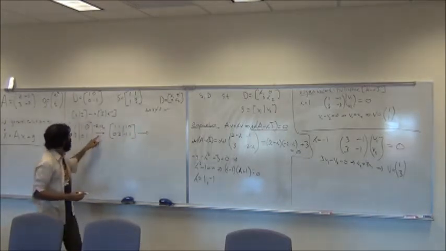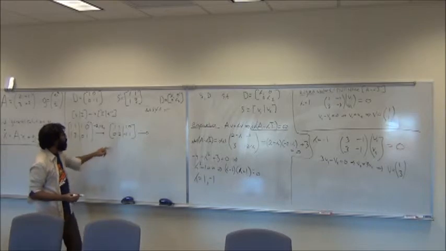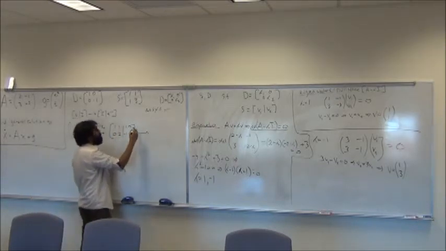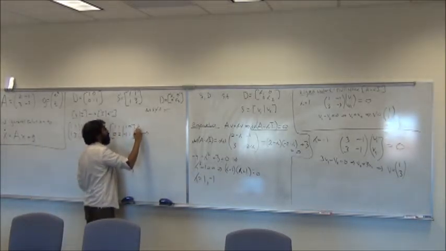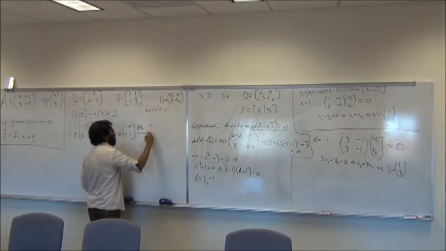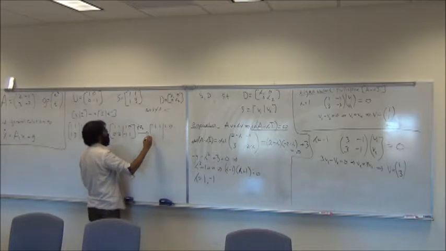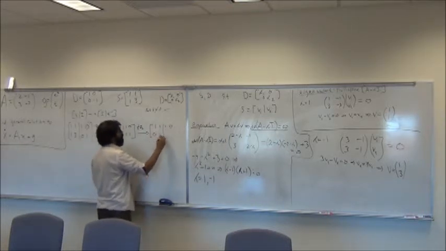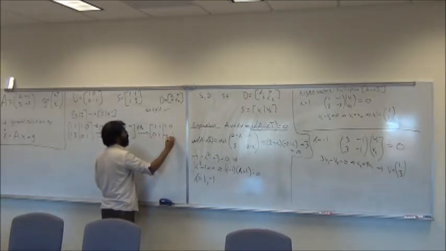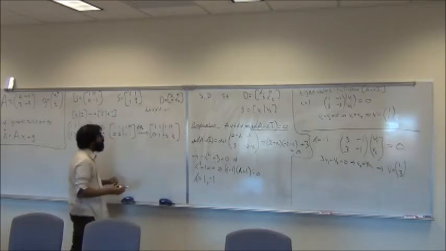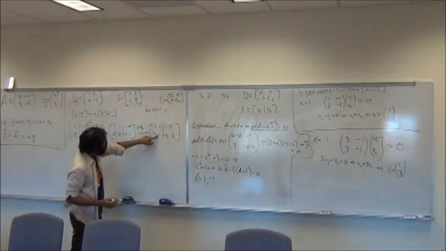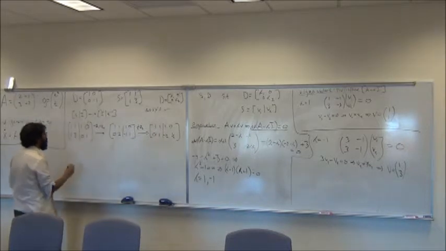And now I'm going to take row 2 and divide it by 2, so I can make this 1. And so that's going to give me 1, 1, 1, 0, 0, 1, minus 1 half, 1 half. Okay? And now I'm going to take minus row 2 and add it to row 1.